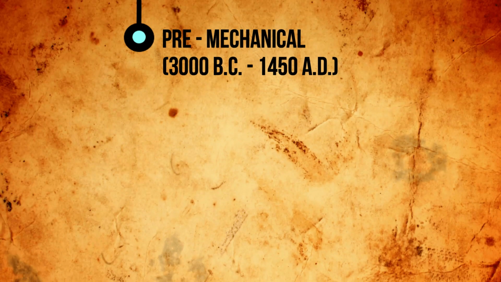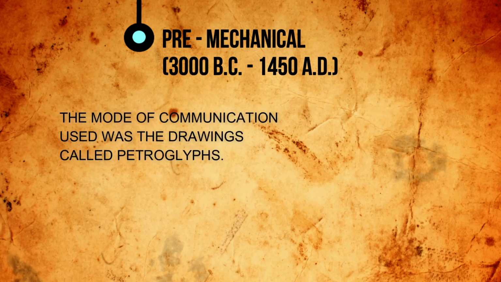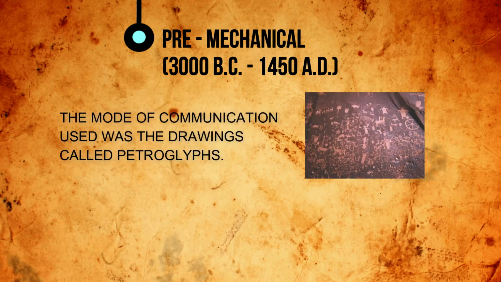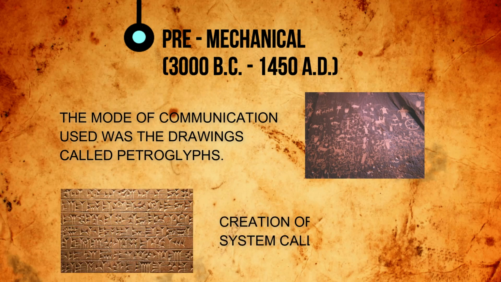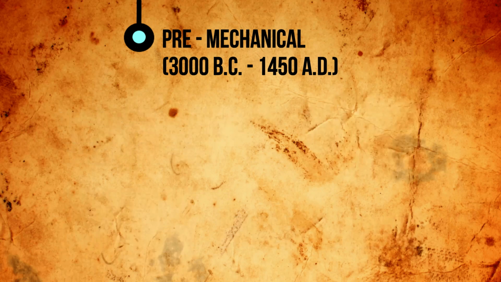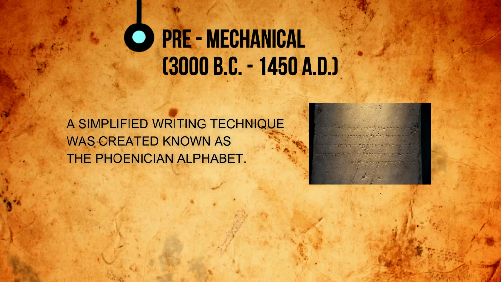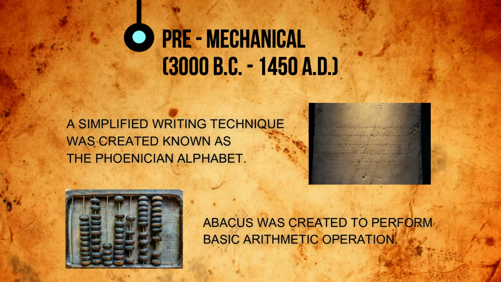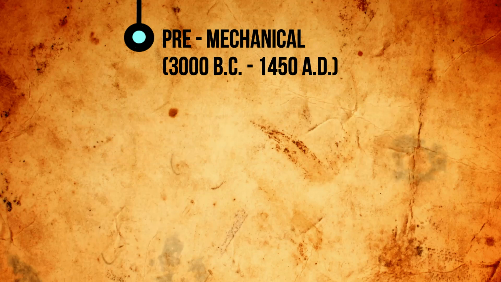Pre-mechanical can be dated back between 3000 BC and 1450 AD. During this time, humans used drawings called petroglyphs to communicate with each other. They were drawn on rocks and wet clays to create a record. This eventually led to the creation of the first writing system known as cuneiform. Then later on, the Phoenician alphabet was created, which is a simplified writing technique that became popular, creating more recorded information. With the creation of the alphabet, the number system was also created. One of the known ancient inventions is the abacus and was invented to perform basic arithmetic operations.